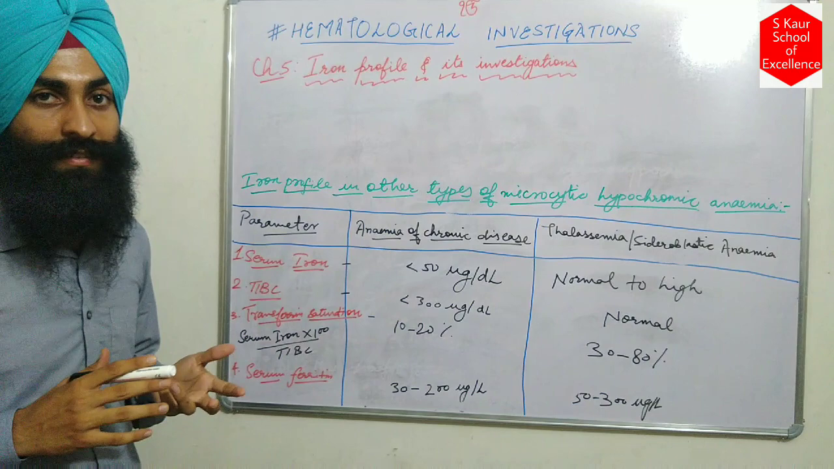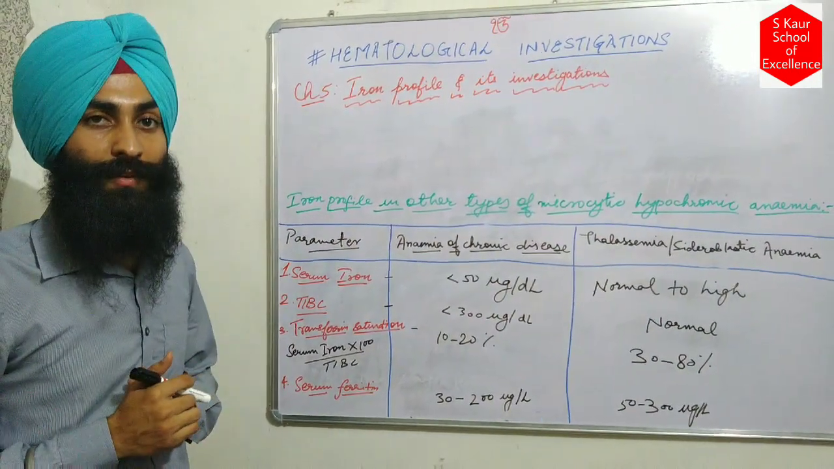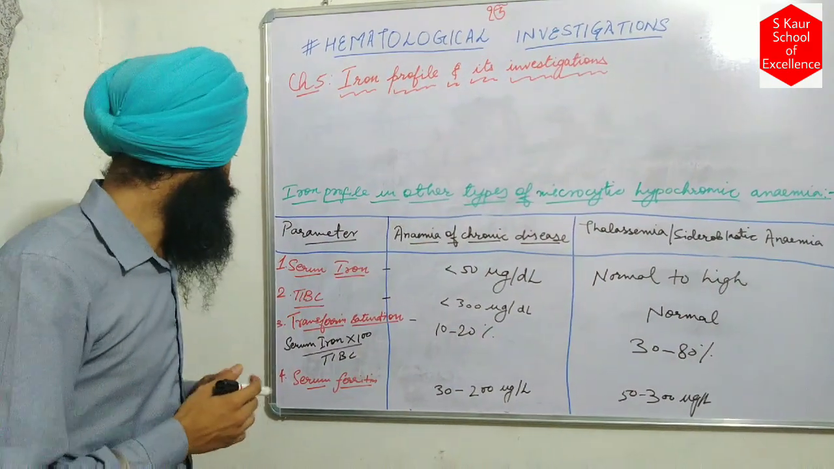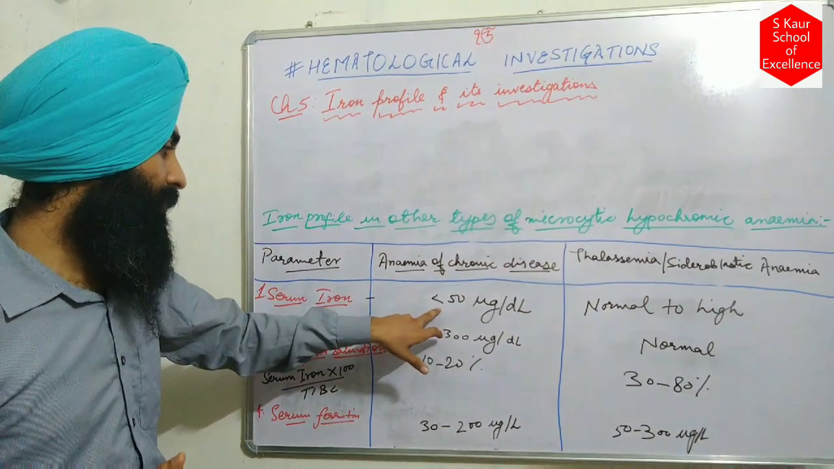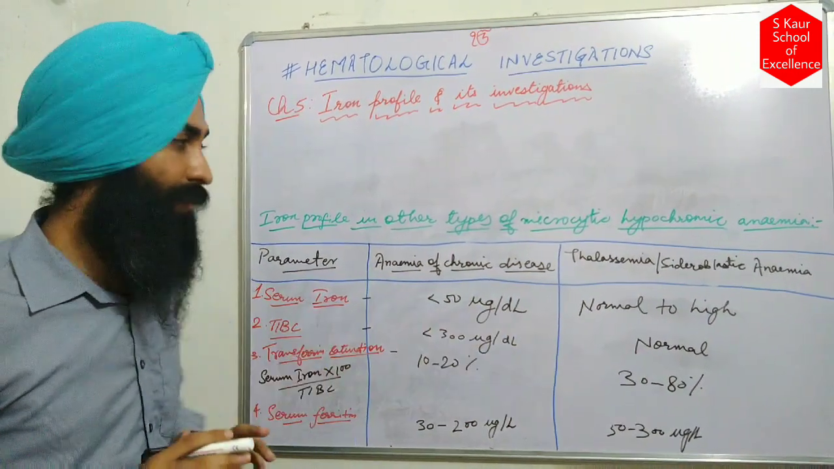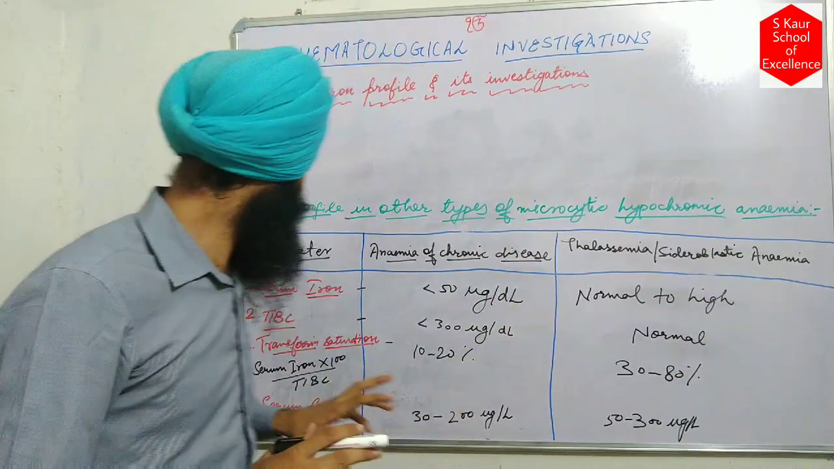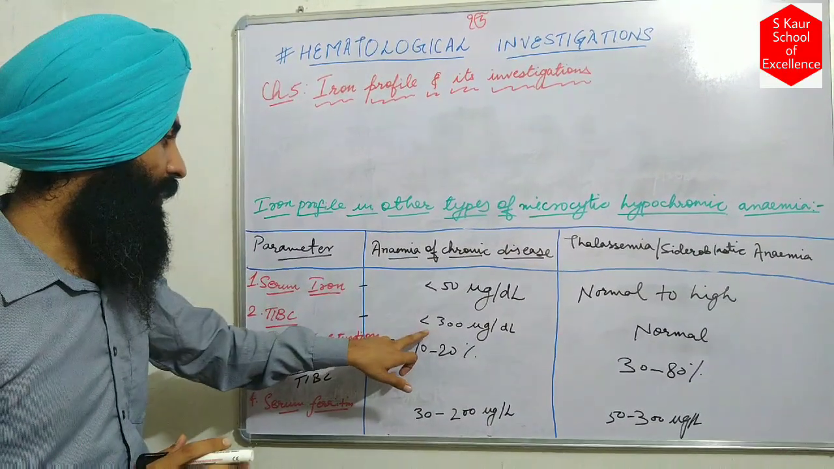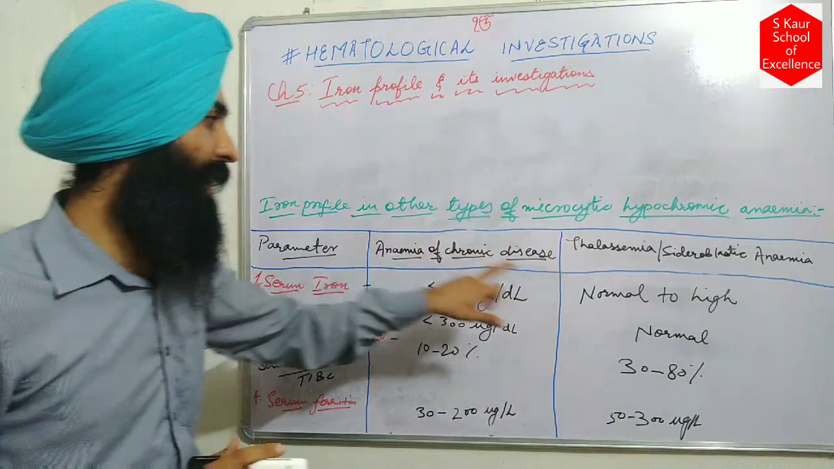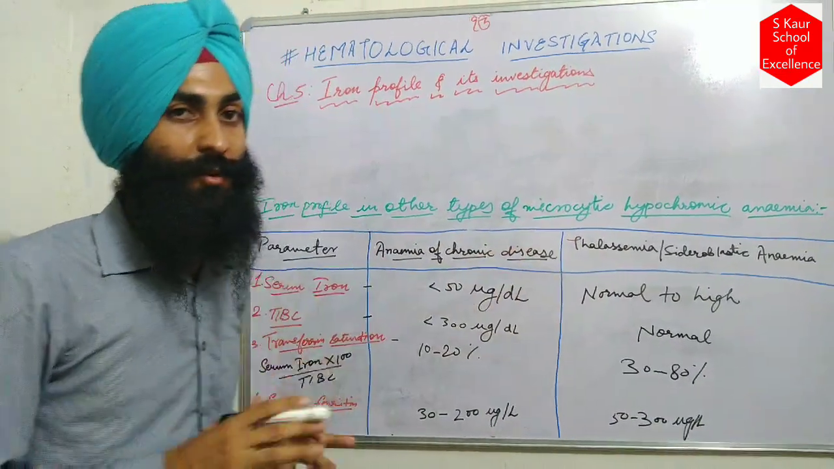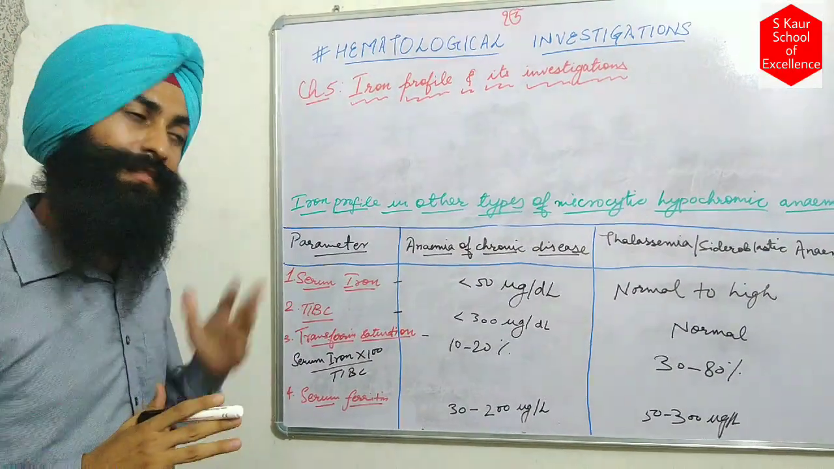As we discussed that iron profile also helps in differentiating other microcytic hypochromic anemias. So let us see. Now first is serum iron, in which anemia of chronic diseases, that is less than 50 microgram per deciliter. And in thalassemia and sideroblastic anemia, it is normal to high. Next one is TIBC, which is less than 300 microgram per deciliter in anemia of chronic disease and normal in thalassemia and sideroblastic anemia. While we have seen in iron deficiency anemia that TIBC is increased.